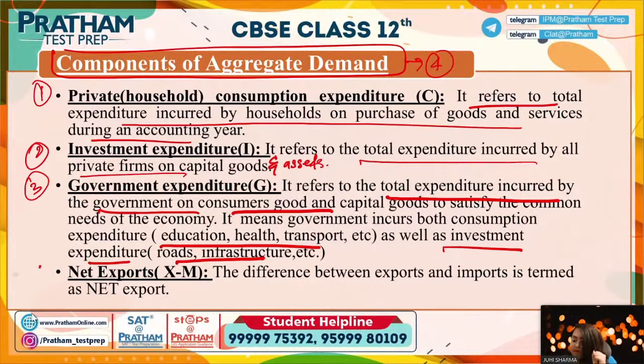And the fourth component of aggregate demand is net exports. Net exports कैसे? Net exports are basically X minus M, which is the difference between exports and imports, right? तो X को हम किसे represent करते हैं?